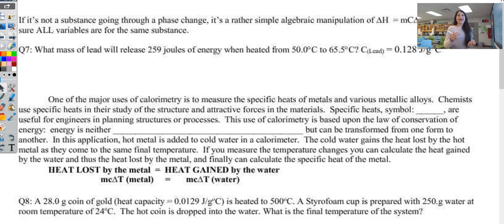What I mean by that is, if your mass is of water, then make sure that your specific heat is of water and your temperature change is of water. But if your mass is of some unknown metal, then your specific heat as well as your delta T need to also be for that particular substance.